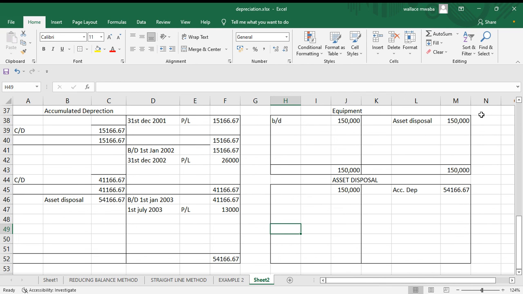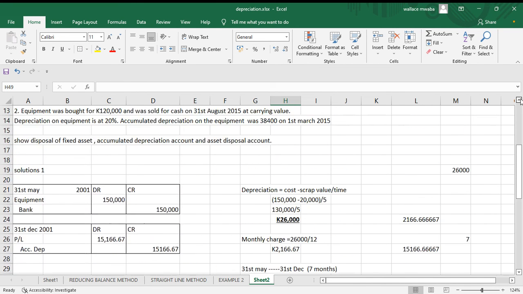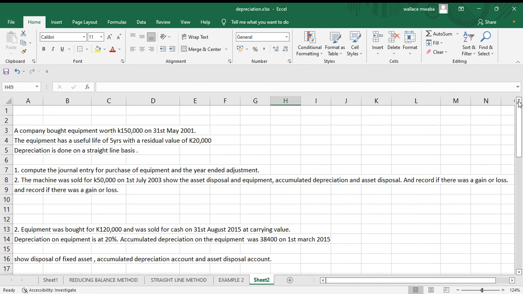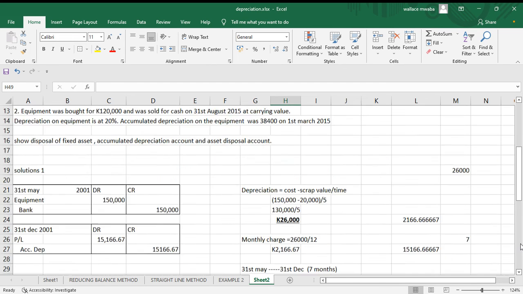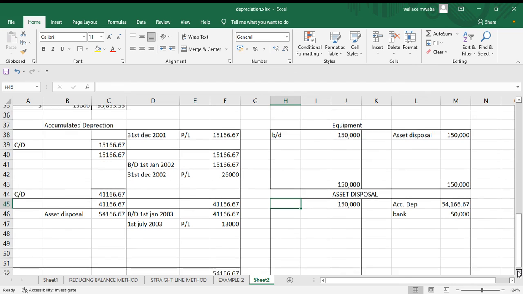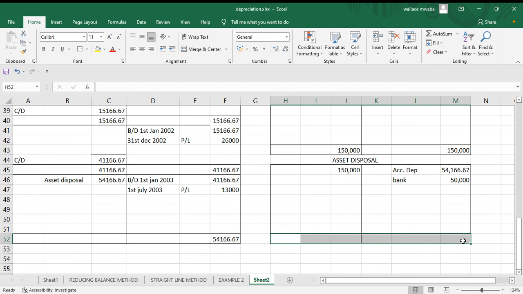Now we say that we sold the machine for 50,000. Okay, so I'm going to put bank here, 50,000, right? And now we're going to check if we made a gain or a loss. So we're going to compare which side is higher between debit and credit side. All right, so we'll total them up. But from an eye's view, you can already see that the debit side is higher than the credit side.